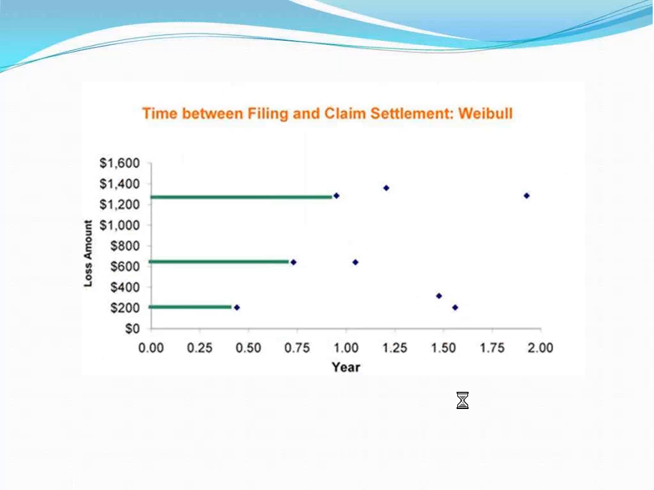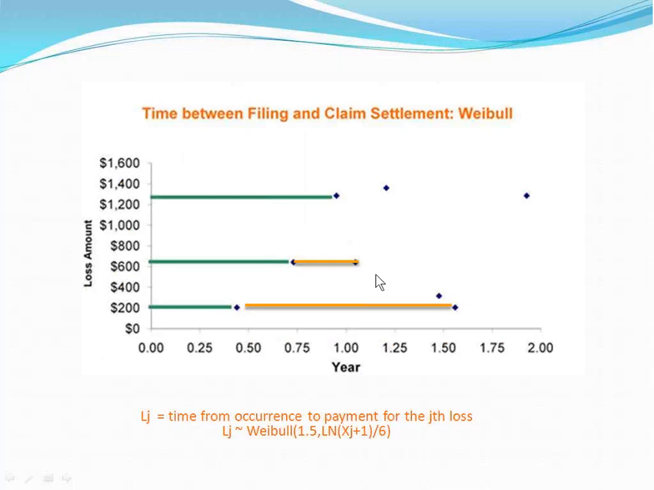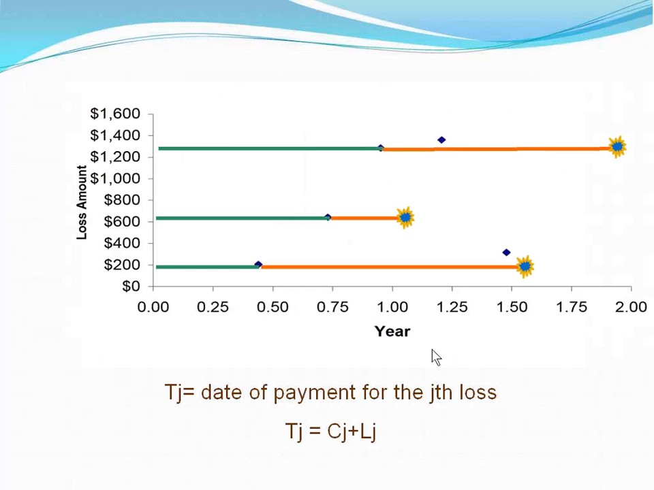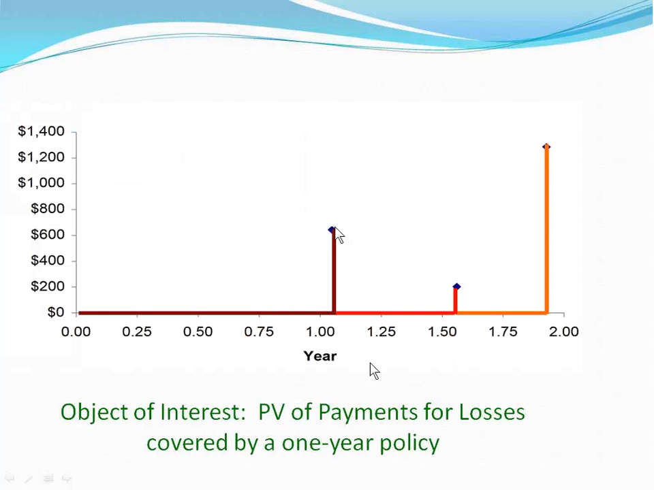If we combine the time of occurrence of a loss event and the processing time, what we end up with is the timing of the payments. In this particular case, for example, the event which happened second actually gets paid first. That is how we generate these random payment amounts as well as random times of payments.